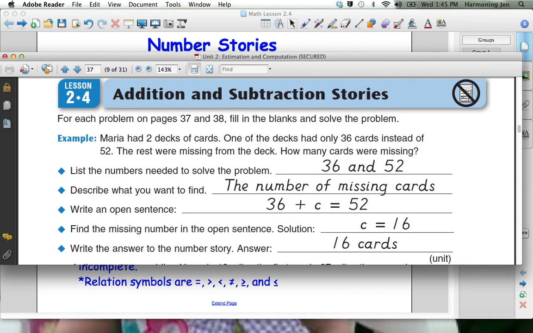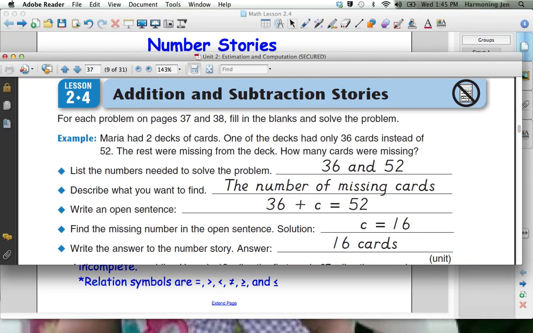Now, if you think about what we need to do in order to solve this problem, we need to think: 36 plus what number equals 52. It tells us there should be 52. We've got 36. This is one open sentence we could write to solve this problem. You might be able to think of a different open sentence that would work.